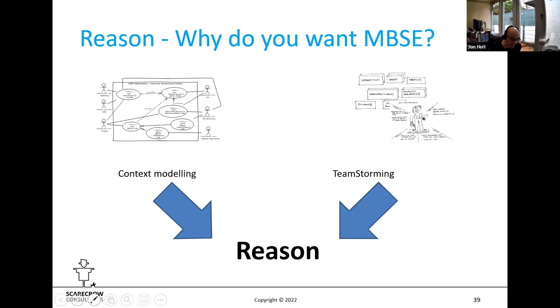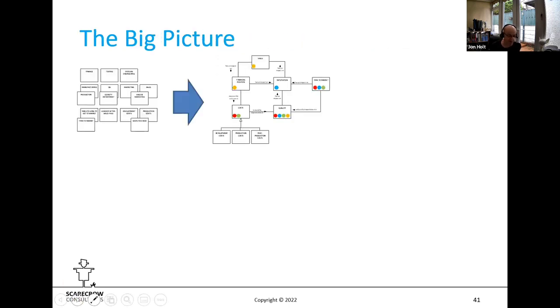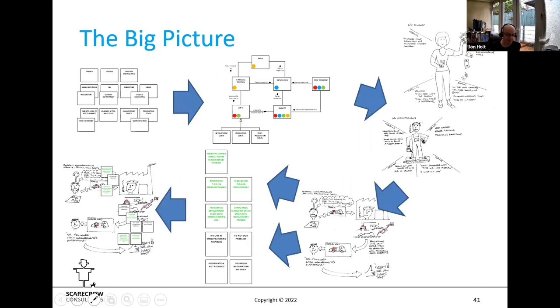So we're using team storming as a kind of friendly front end, a user-friendly way to capture this information and to populate our model. That's one of the techniques that we use when we deal with non-technical stakeholders, but we want to capture the why of MBSE. Why do they need it in the first place?